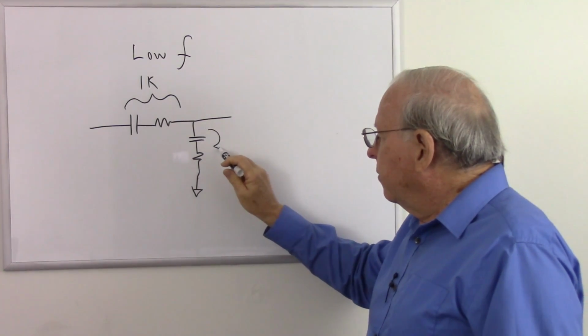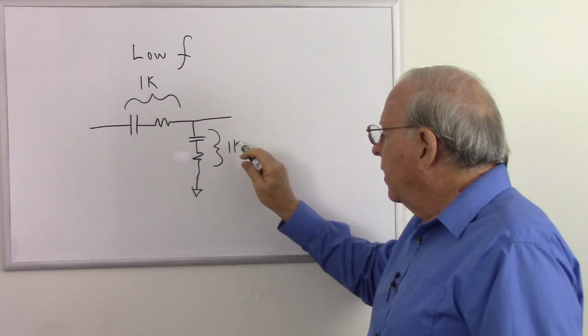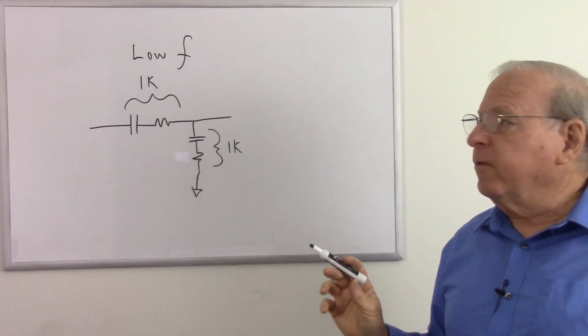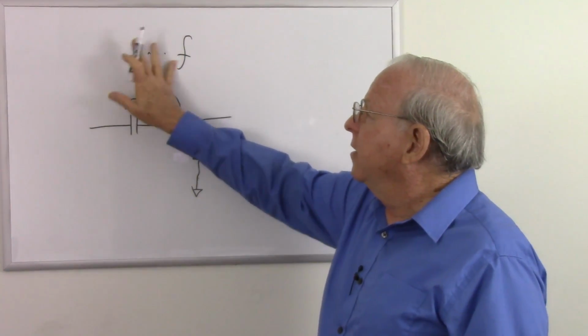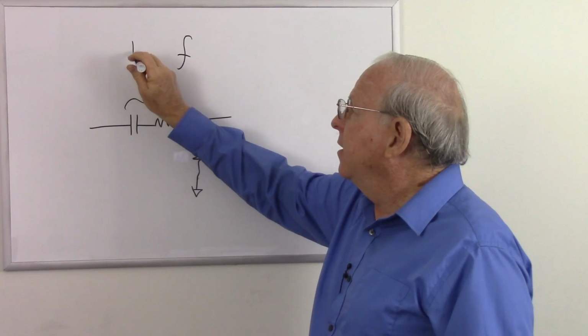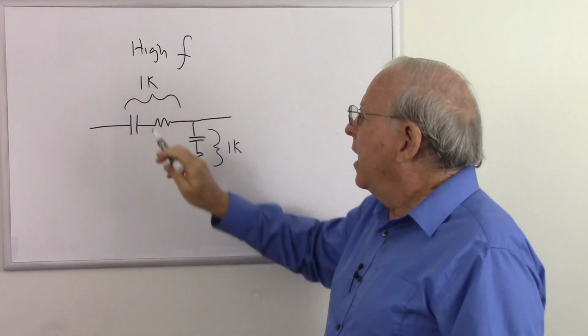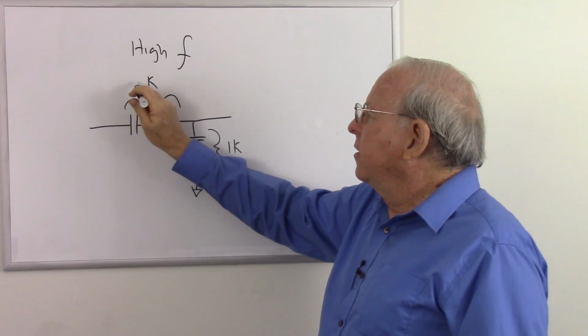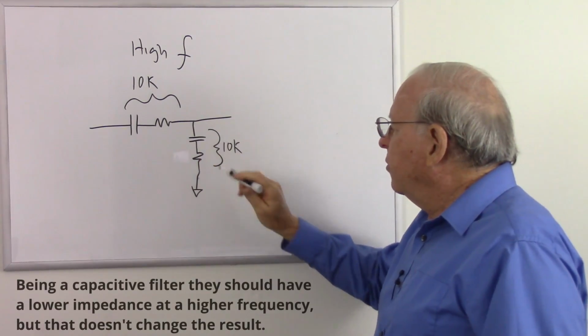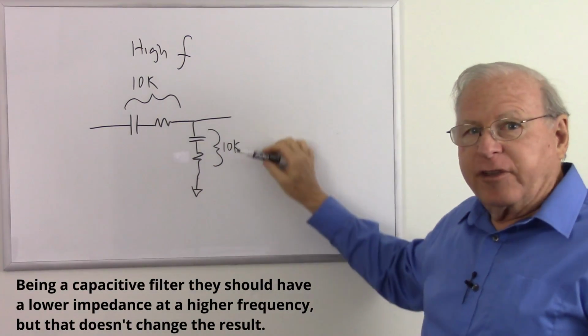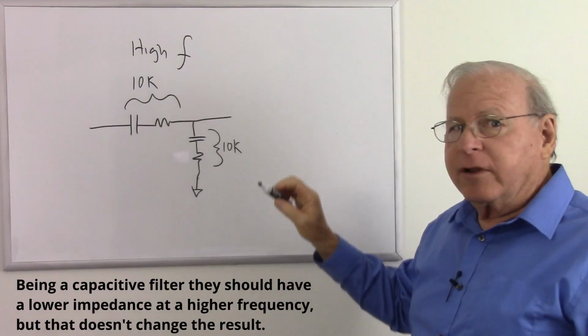And so they each have 1K at that low frequency. Now let's move that up to a high frequency and say now they have an impedance of 10K. So notice they both have the same impedance regardless of the frequency.